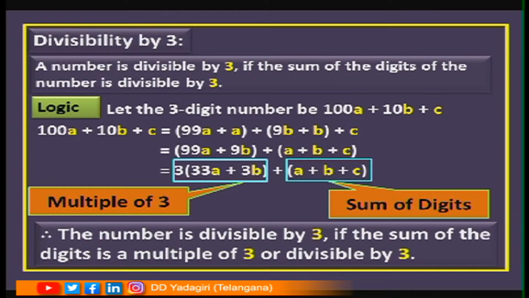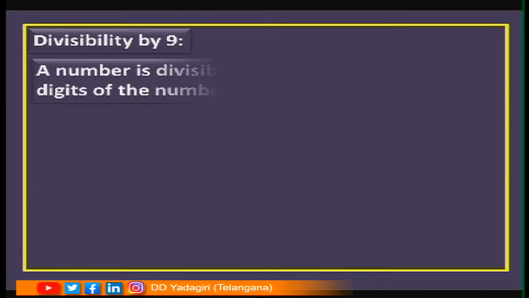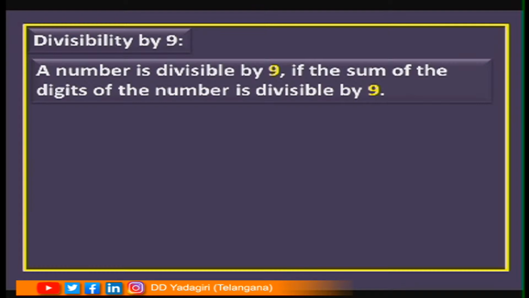Let us move on to our next divisibility rule, that is divisibility by 9. So, here also it is almost similar to our divisibility by 3. So, a number is divisible by 9 if the sum of the digits of the number is divisible by 9. So, examples you can take 9, 18, 27, so on. All these are examples of numbers which are divisible by 9.